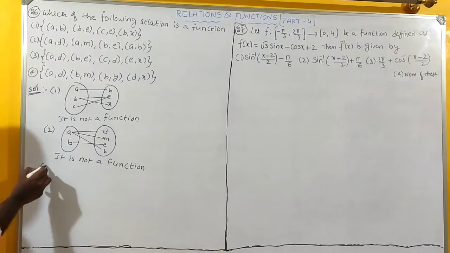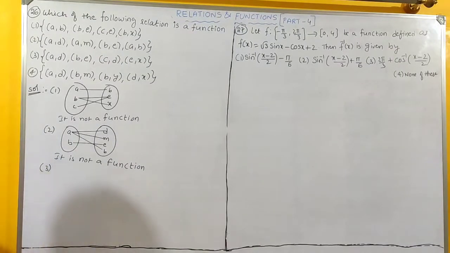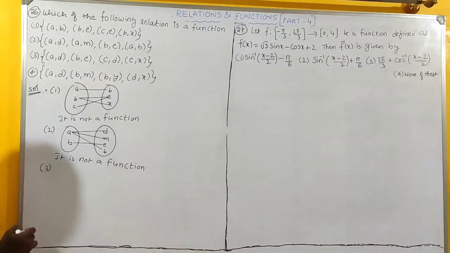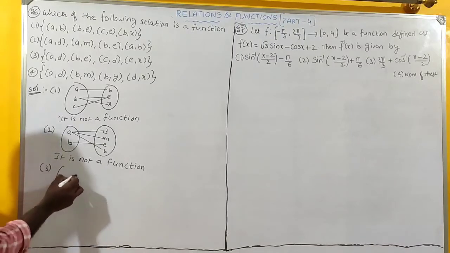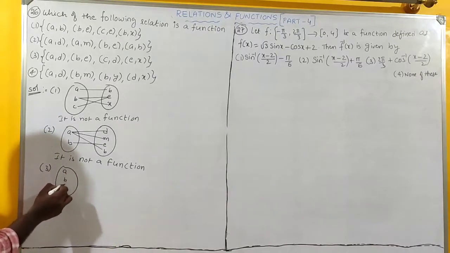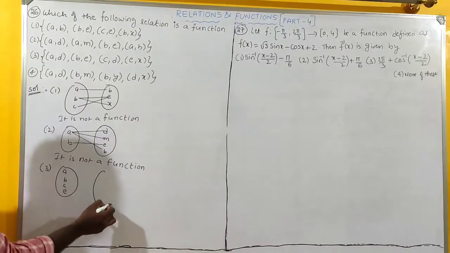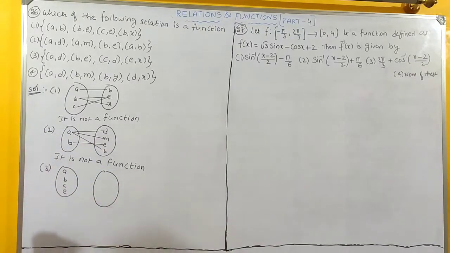I'll come to the third option. Okay. In the third option, A, B, C, E. This is the domain. Next to it, D, E, X.